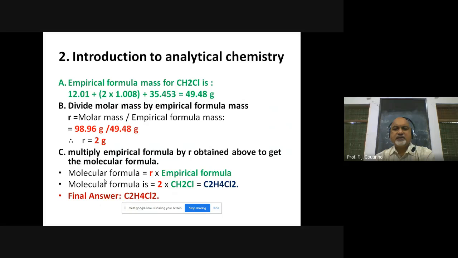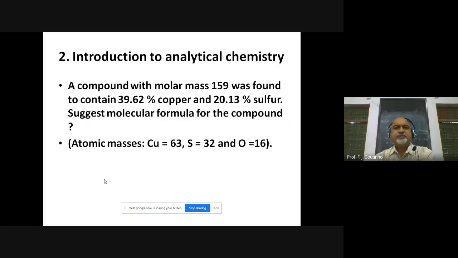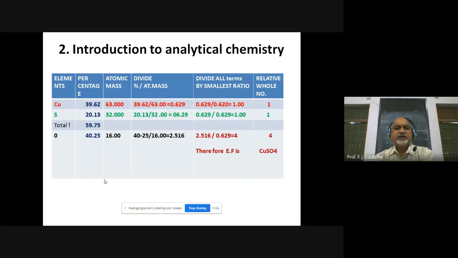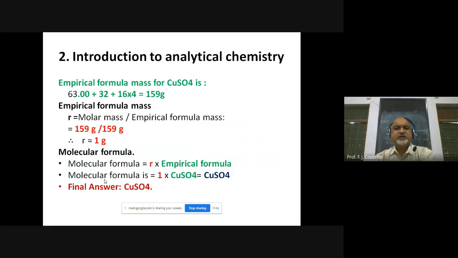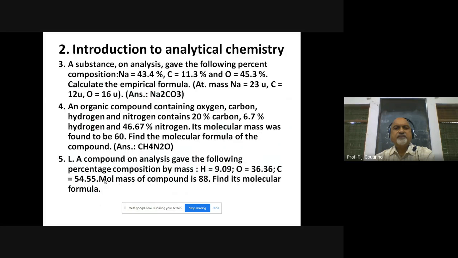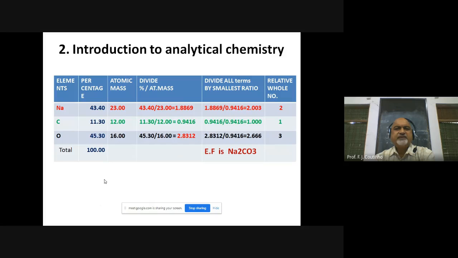Then we solved some more examples on this, with regard to copper sulfate solution, also with Na2CO3, then CH4N2O. And then I had given you a homework chart, problem number 5, to find out the molecular formula from the given data. Then we tried to solve the problems on Na2CO3.